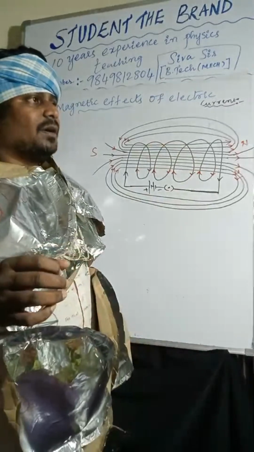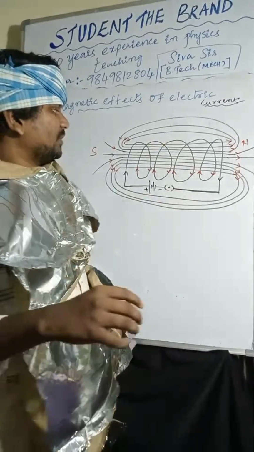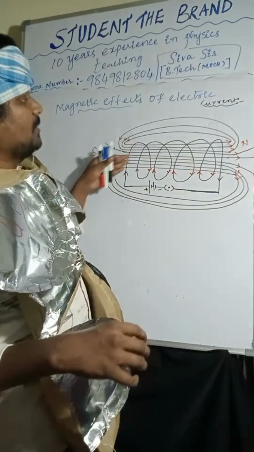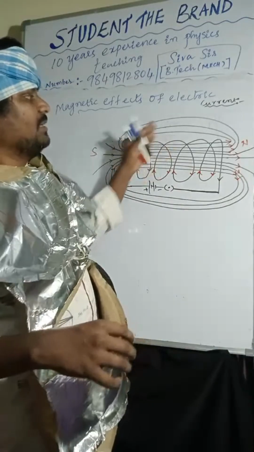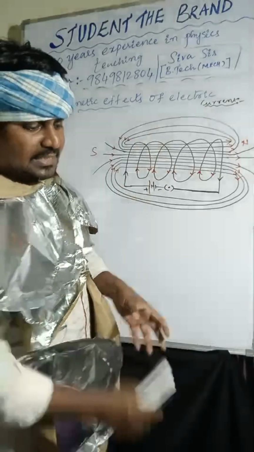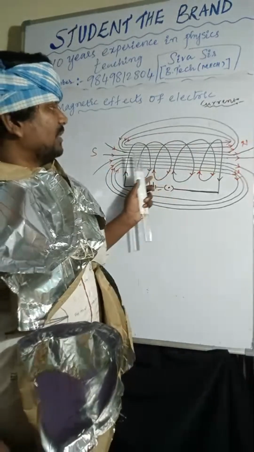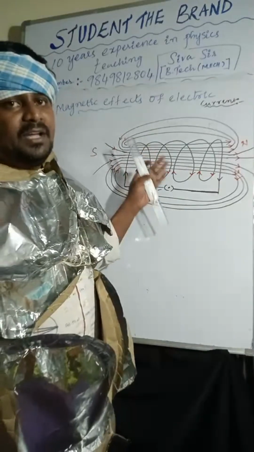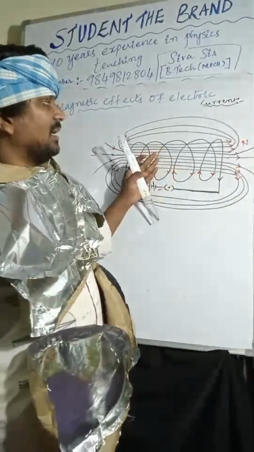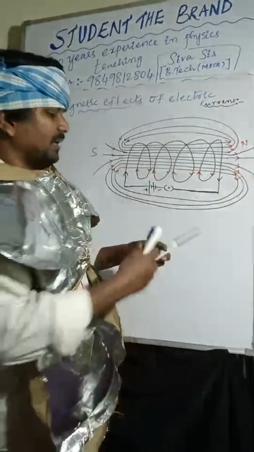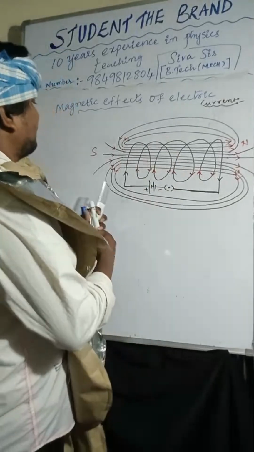Here the point is, when the current is passing through the circular loop, like many rings, there are a number of turns, with a gap between them. If the current is passing, it acts as a magnet. Around it, a magnetic field will be there.